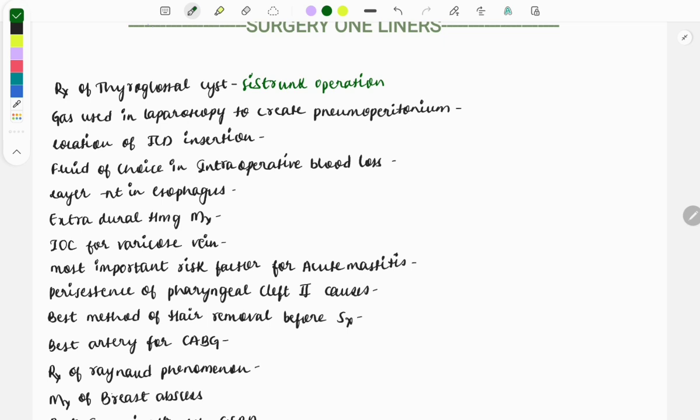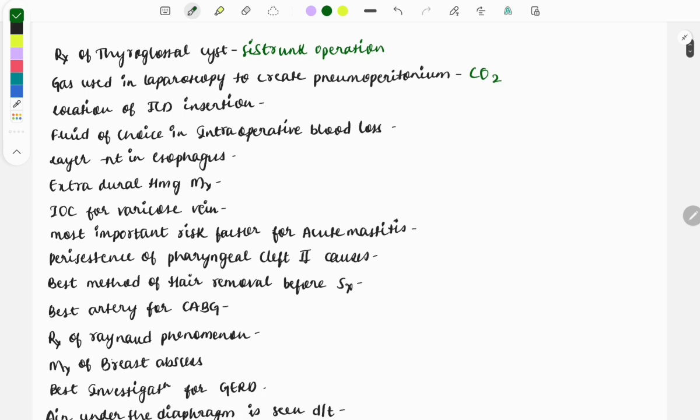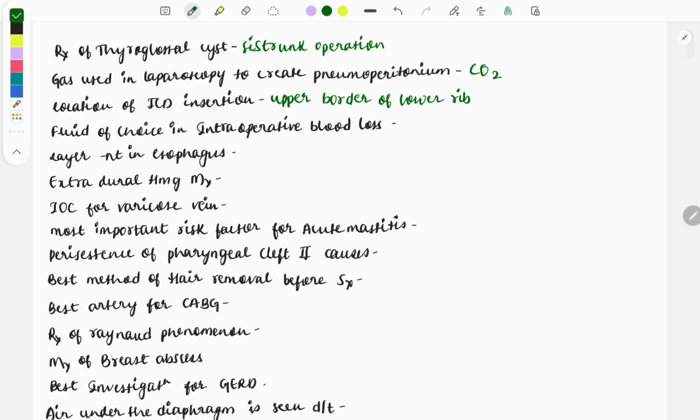The next question: gas used in laparoscopy to create the pneumoperitoneum. This question was asked recently in July 2023, and the answer is CO2, carbon dioxide. Then the location of ICD insertion. Where do we insert the ICD? The answer is the upper border of the lower rib. It can be asked integrated with anatomy also.